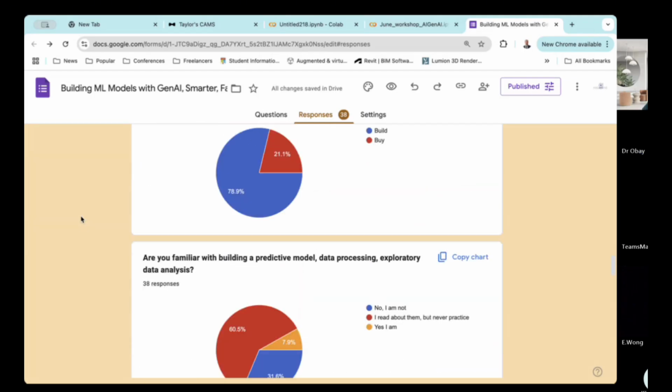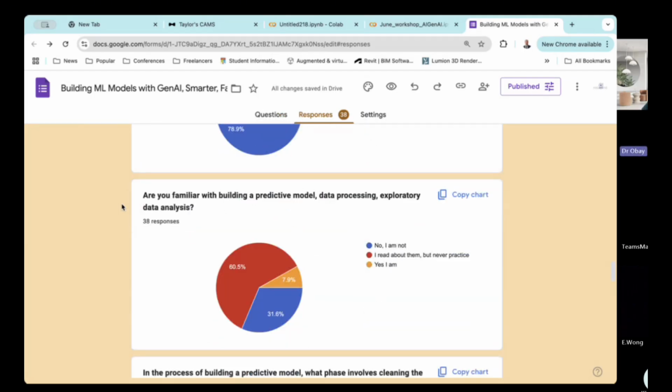All right. Are you familiar with building a predictive model, data processing, exploratory data analysis? You have heard about them but never practiced: 60% of you. Perfect. We are going to look at those steps today. We are going to look at the fundamentals, the basics. It's going to be a very good start for everyone to know what is going on in this field and what those are about.